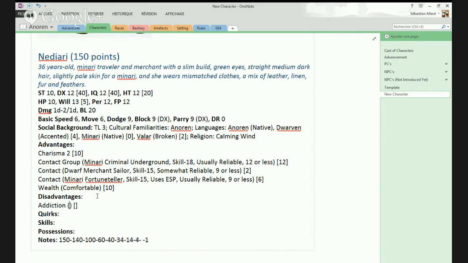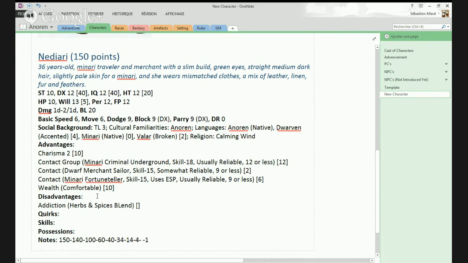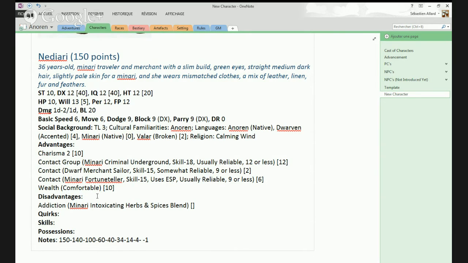I should give it a weird name, like blah blah blah. I'm gonna put some spice blend. I'm gonna give it a generic name for the moment: Minari herbs and spice blend. Intoxicating herbs and spice. And of course, I should give it a name, maybe to be flavorful in the campaign.